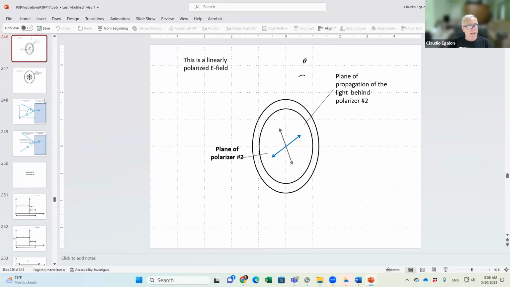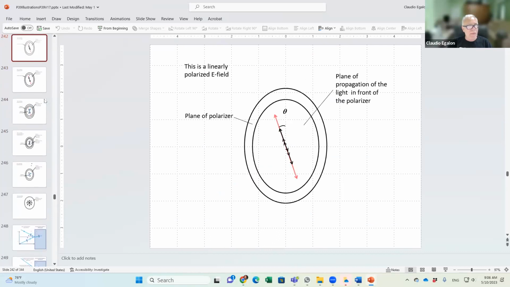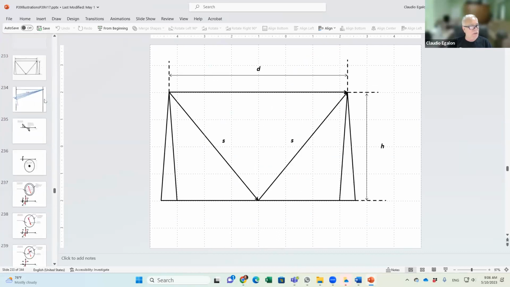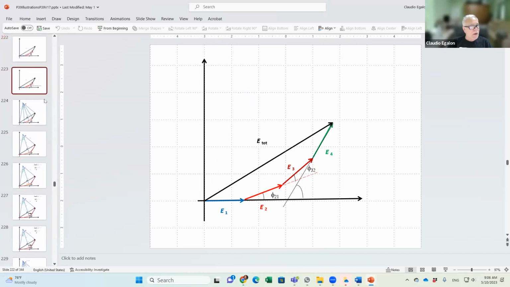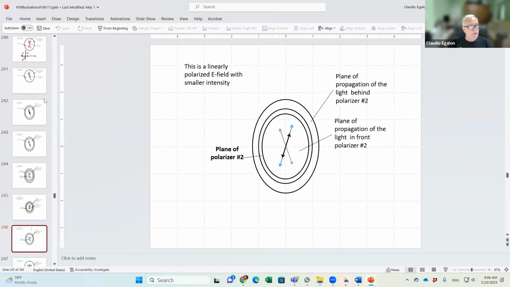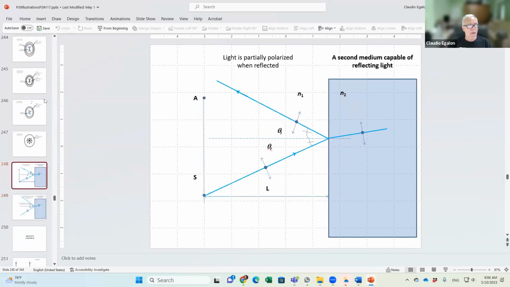Remember, it's not in the book, but you still have to know that because this is a postulate of physics. Okay, so here you go. Here's a light beam.